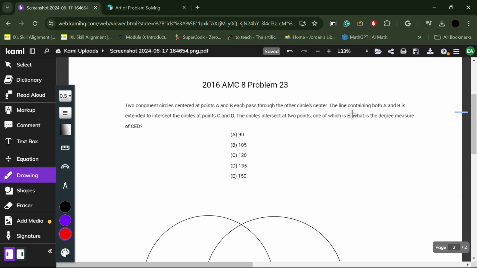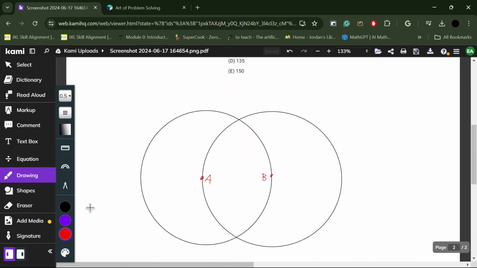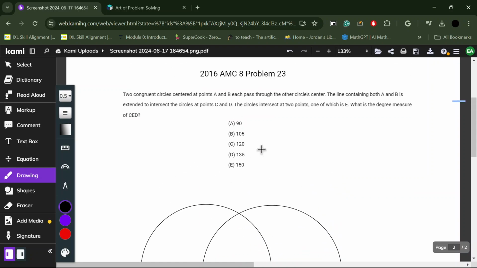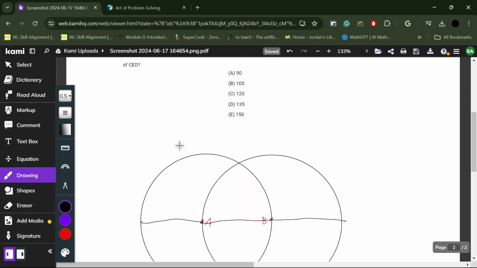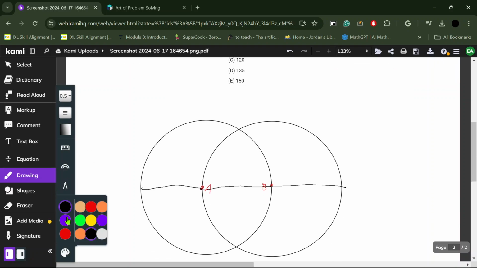Now it says the line containing A and B is extended to intersect at C and D. So we can create a line out of this. I'm going to use black. But it says it's extended. So that means it can go on until here. It can go on until here. Right? So it says that it's intersecting at C and D. So we can go ahead and label that. This is C. This is D.